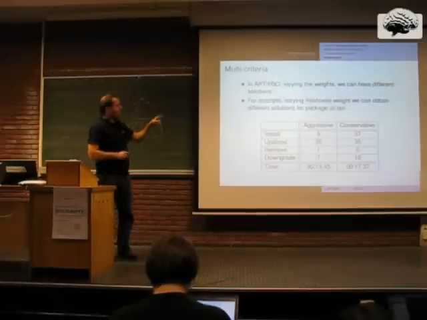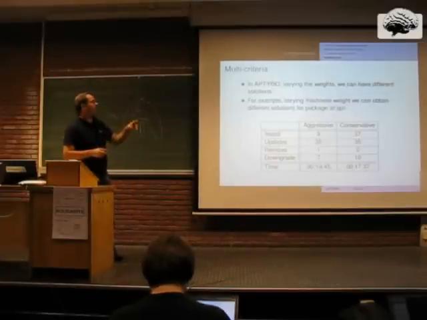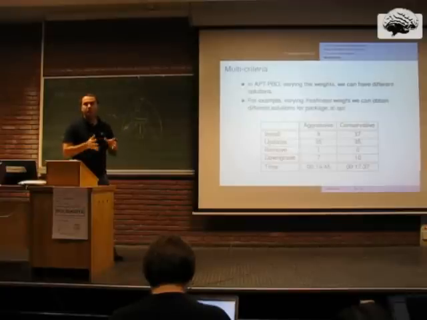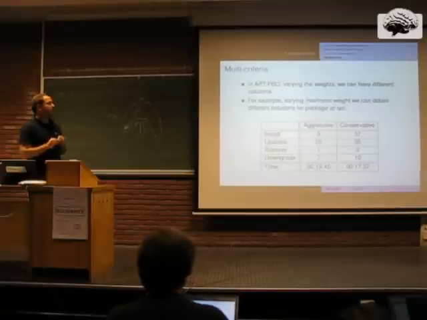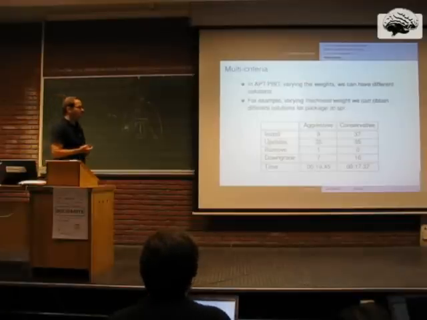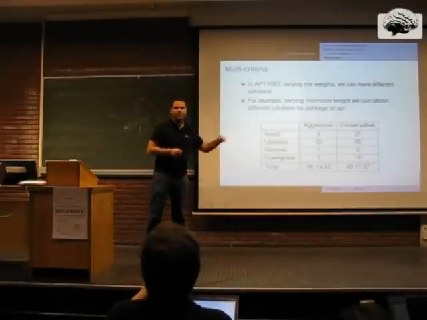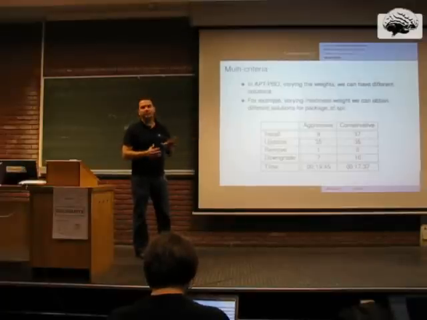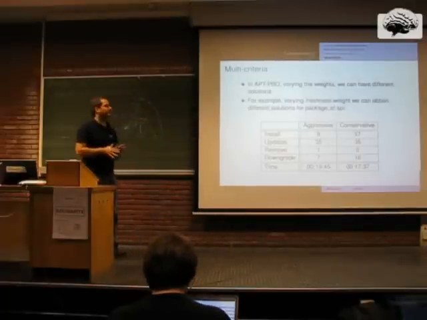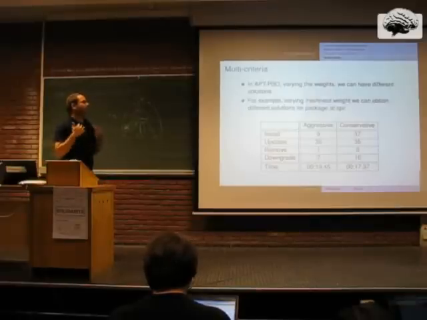For instance, in this same experiment, for package A2PI, that was one of the 1,000 packages that was tried out, we tried two different profiles in this case: a more aggressive profile, trying to have freshness, and a more conservative profile. In the more conservative profile, we tuned up the weights in order not to remove packages. While in the aggressive, we want to have updated packages.